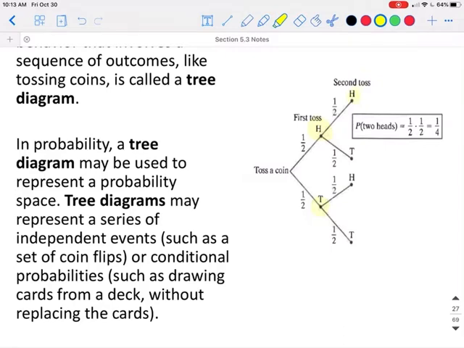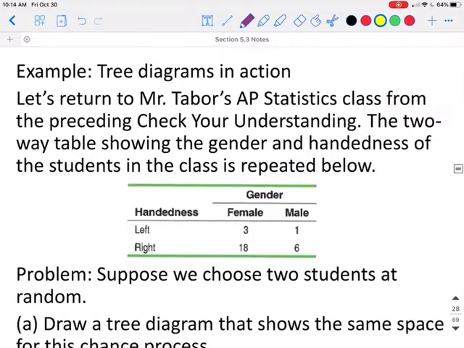Now let's say you get heads both times. The probability of getting two heads: you had a 50% chance the first time and a 50% chance the second time. So you would multiply those two probabilities together, and the probability of getting two heads would be 1 out of 4, or a 25% chance.